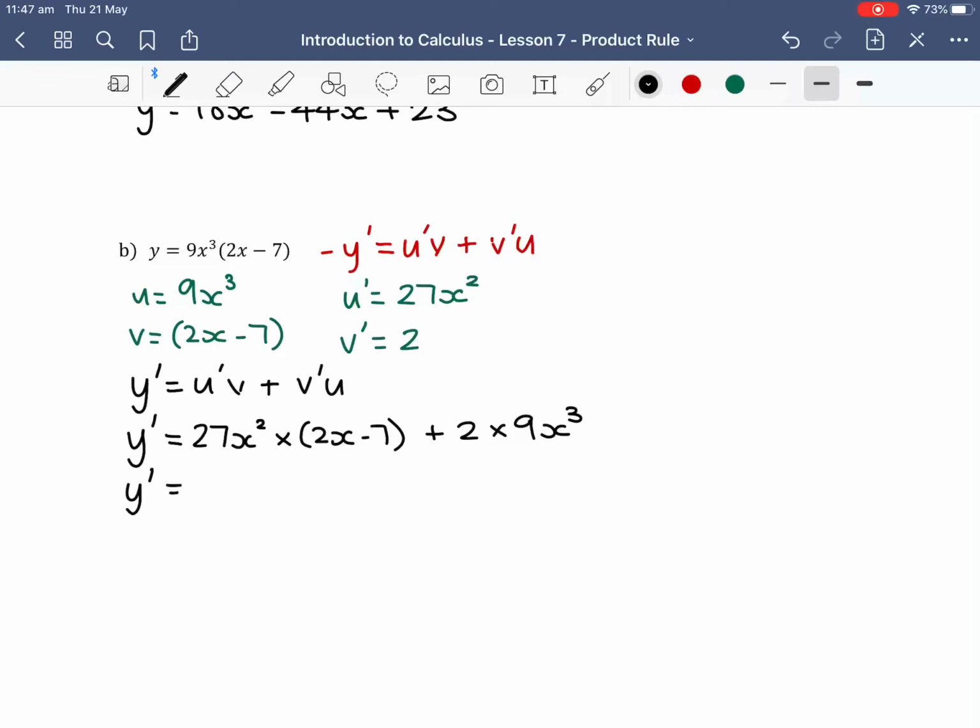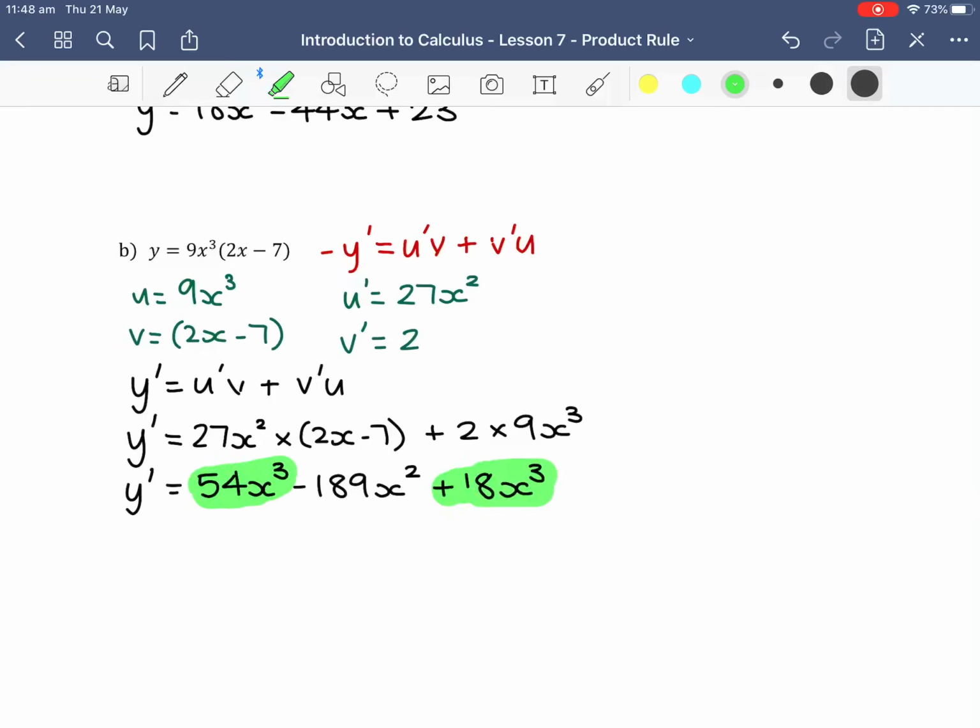So 27x squared times 2x is going to get us 54x cubed, and 27x squared times negative 7 is minus 189x squared, plus 2 times 9x cubed is 18x cubed. So then we can collect our like terms.